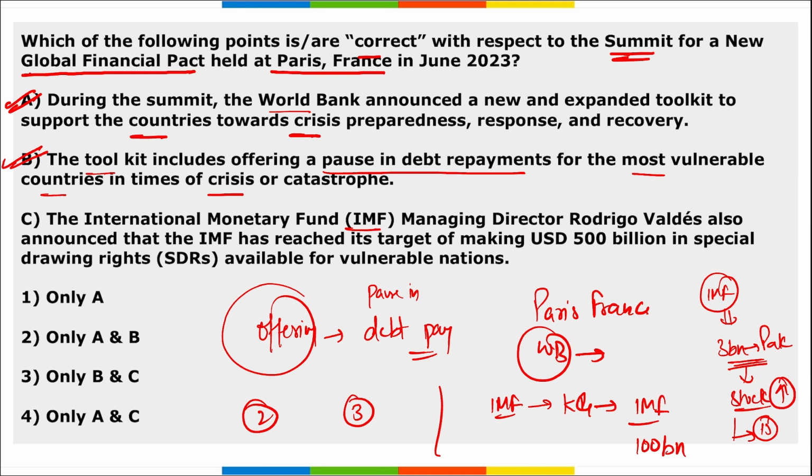C, IMF director Rodrigo Waltz. No, this is wrong. Who is the managing director? IMF managing director Kristalina Georgieva. Correct? And they announced a target of making $100 billion in special drawing rights available for vulnerable nations. So only B and C is correct here.